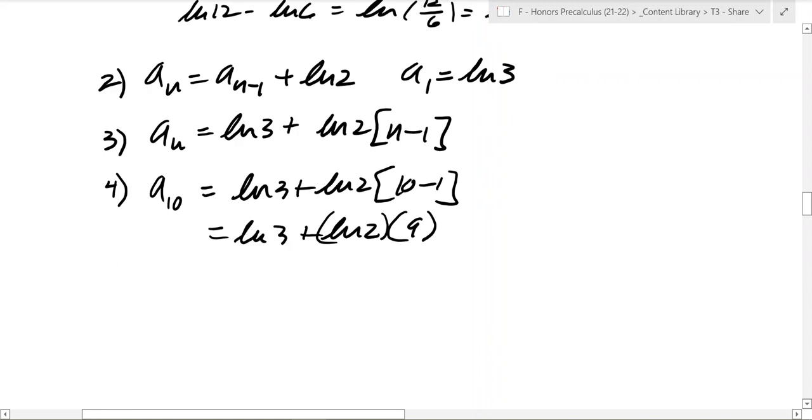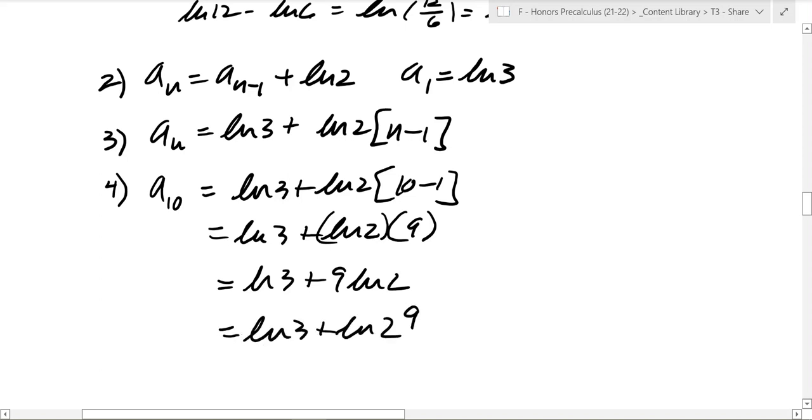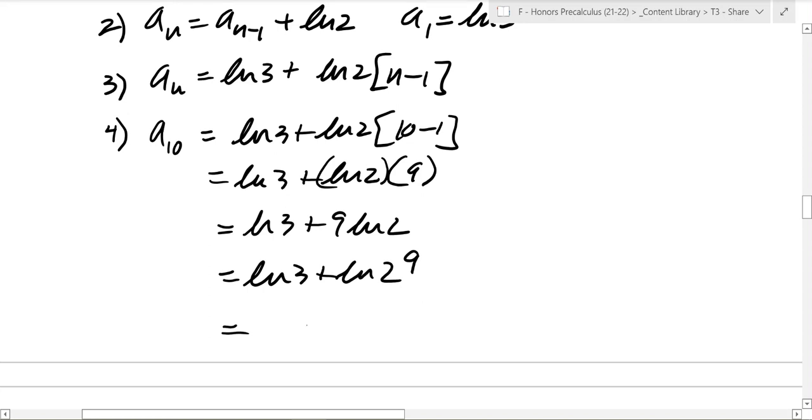And the way you can simplify this, if you want to, is you can put that 9 in front, so it's ln of 3 plus 9 ln 2, and that turns into ln 3 plus ln 2 to the 9th power, and plus means multiplication, so you get ln of 3 times 2 to the 9th.